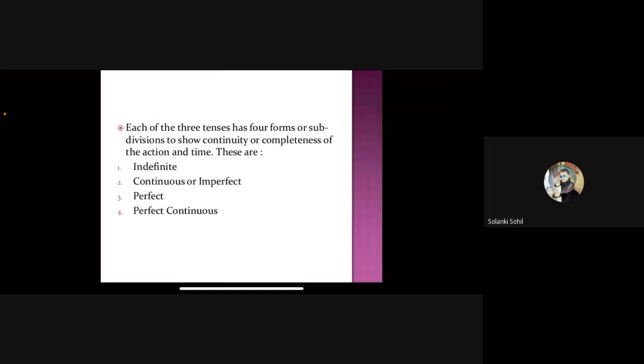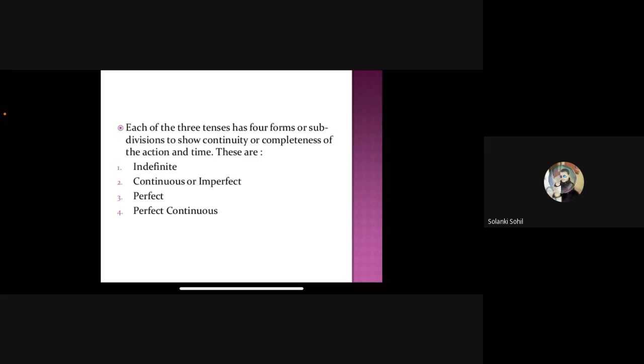Continue. Each of the three tenses has four forms of subdivisions to show continuity or completeness of the action and time. These are indefinite, continuous, perfect, and perfect continuous. Okay. So you all know that there are four subtypes, right?